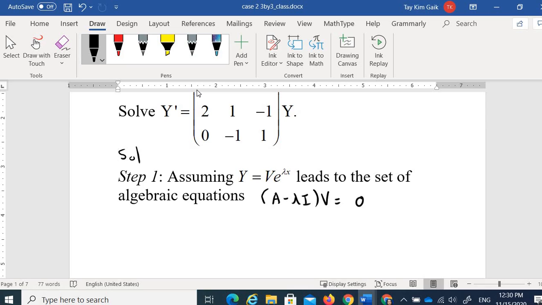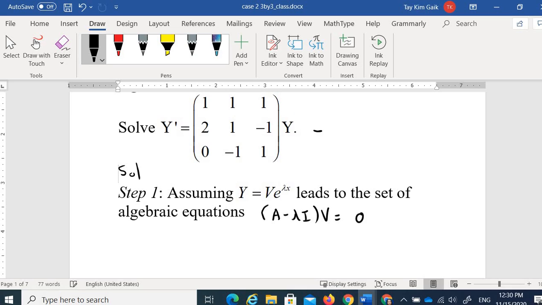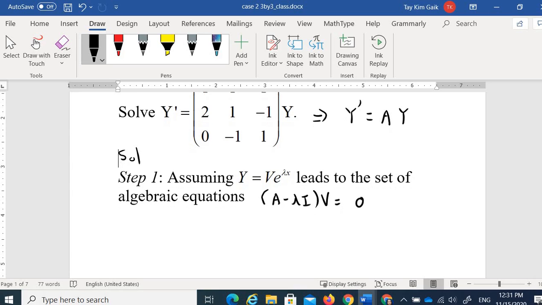So first of all, look back. Our system is a homogeneous system y prime equal to Ay. So our matrix A is 3 by 3, and we should have 3 eigenvalues. So first of all, we have to find (A minus lambda I) v.